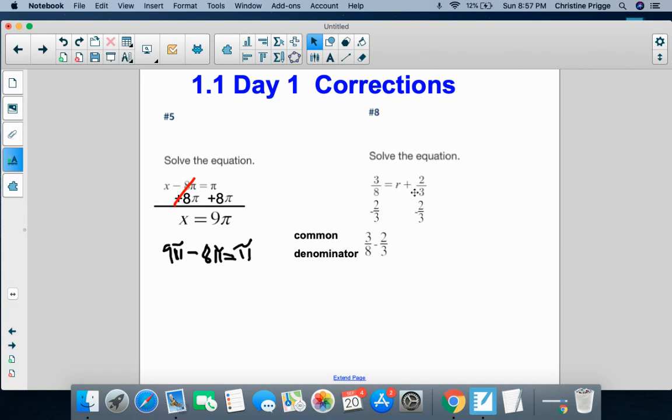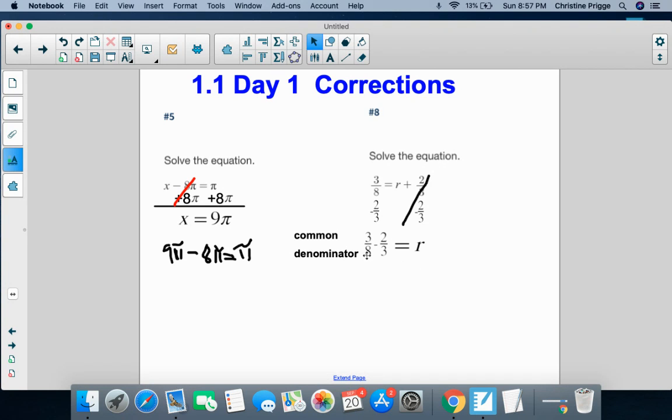When I subtract 2/3 on this side, I get 3/8 minus 2/3 equals R, because these 2/3 cancel each other out. Positive 2/3 plus negative 2/3, they make 0. So I just have my variable R left over. But because I don't have a common denominator, I have to find one.